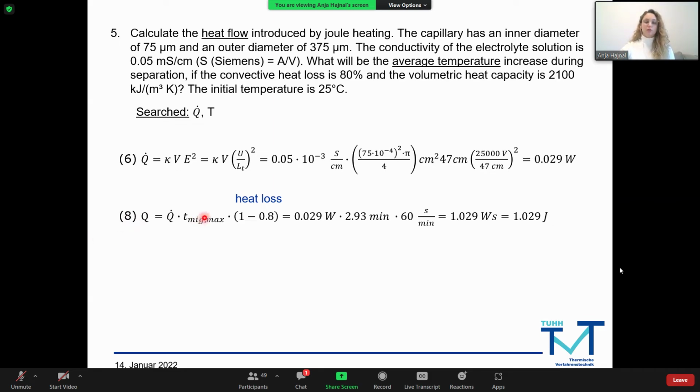Now, to calculate the total amount of heat that is generated inside our capillary over the duration of the process, we of course need to know how long we have done the separation. Since this is watts, which is joules per second, this is the maximum migration time, because this is the maximum time that the heating is taking place, the maximum time that we have our analytes inside. And this 1 minus 0.8 is because we had 80% loss. So basically we just take the 20% that are remaining in the system.